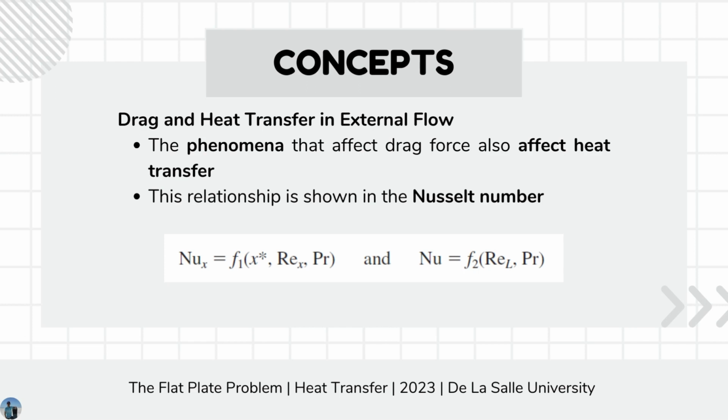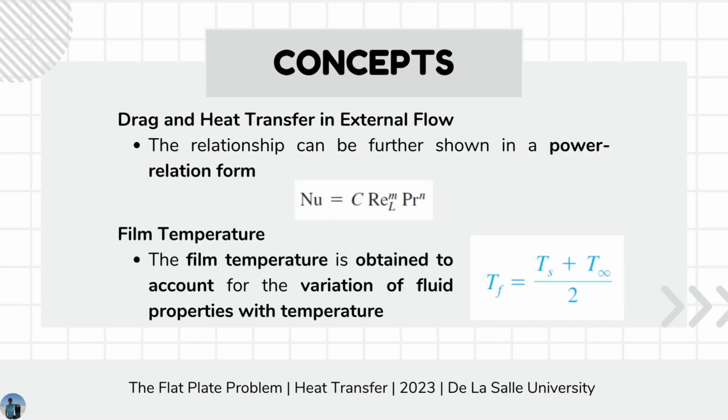The relationship is shown in the function below, where the Nusselt number at a certain x is a function of x, the Reynolds number, and the Prandtl number, or the average Nusselt number is a function of the Reynolds number and the Prandtl number. The relationship can be further shown in a power relation form, which is Nusselt number equals a constant C multiplied by the Reynolds number raised to m and multiplied by the Prandtl number raised to n. The constant C depends on the geometry and the flow, and note that m and n are constant exponents.